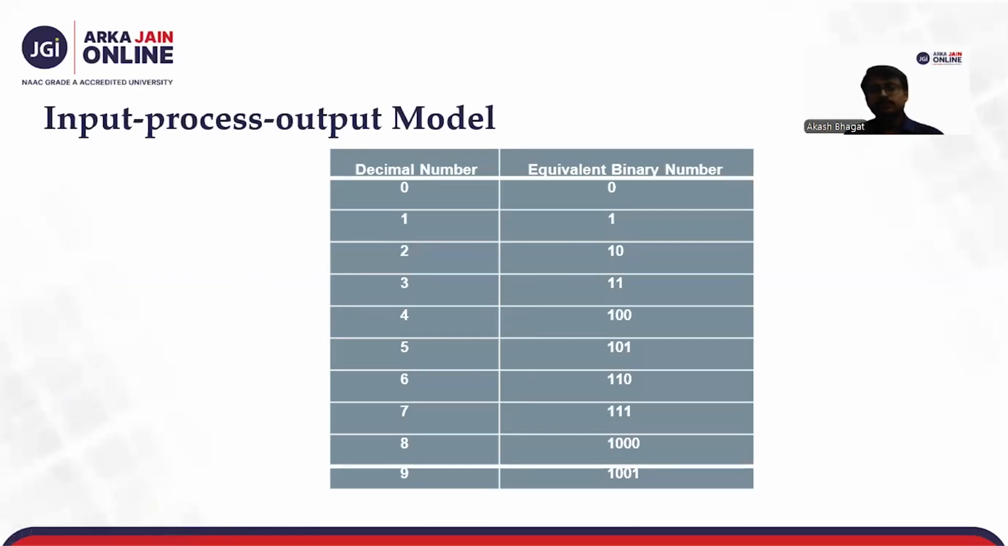Now this is your input output model. In this model, what is the decimal equivalent? It is 0. Binary equivalent is also 0. For 1, decimal is 1, binary is also 1. For 2 it is 1 0. For 3 it is 1 1. For 4 it is 1 0 0. For 5 it is 1 0 1, as I explained at the very beginning of this class. For 6, 1 1 0. For 7, 1 1 1. For 8, 1 0 0 0. For 9, 1 0 0 1, and so on. So these are the decimal numbers and these are their binary equivalents.